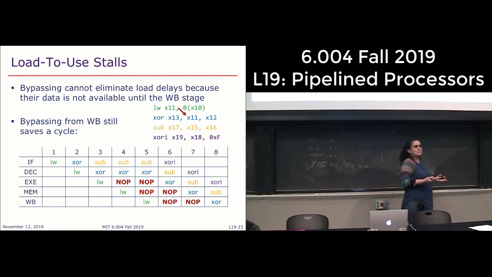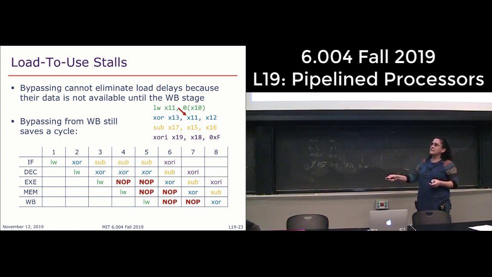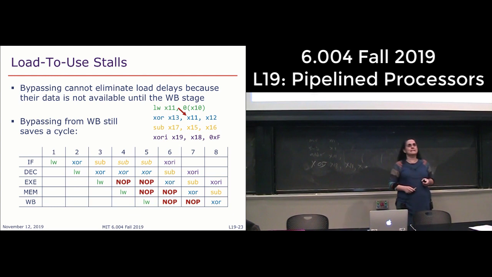So even though I have these bypass paths, I can't use them because they don't have the right result yet. So I still have to stall my pipeline until the load is at least in cycle 5. Right? Once it's in cycle 5, then at the beginning of cycle 5, the data memory has provided the result of that load, and so I still can go ahead and bypass from cycle 5 so that the exclusive OR can complete its decode in cycle 5.